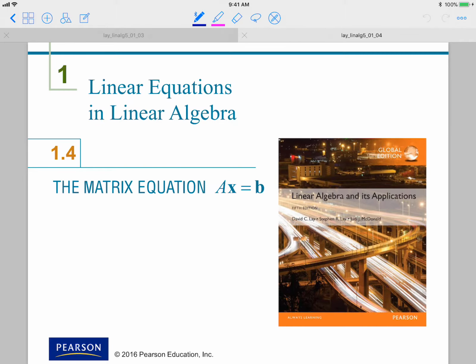let's now move to chapter 1.4, which is the matrix equation. So far we studied the vector equation in the previous chapter. Now in this chapter we study the new term called a matrix equation.